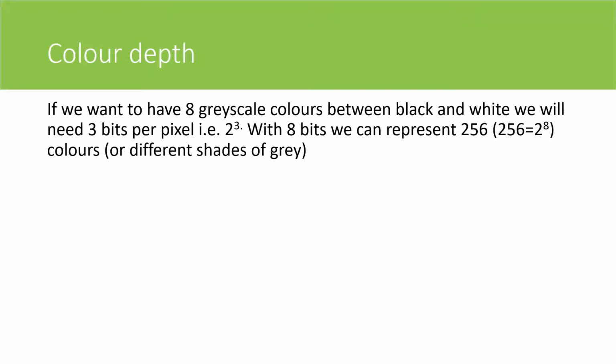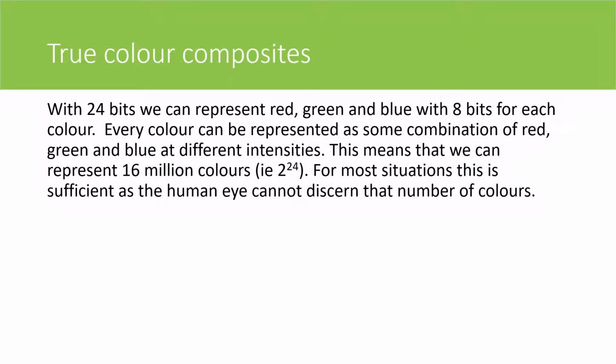If we want to have 8 grayscale colors between black and white, we'll need 3 bits per pixel. So with 8 bits, we can represent 256 different shades of grey. With 24 bits, we can represent red, green, and blue with 8 bits for each colour. Every colour can be represented as some combination of the red, green, and blue at different intensities. This means that we can represent roughly 16 million colours. For most situations, this is sufficient, as the eye can't discern that number of colours anyway.